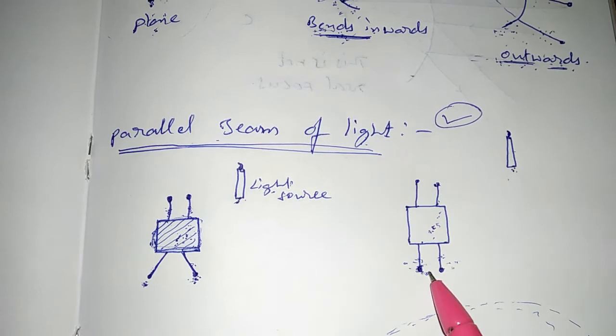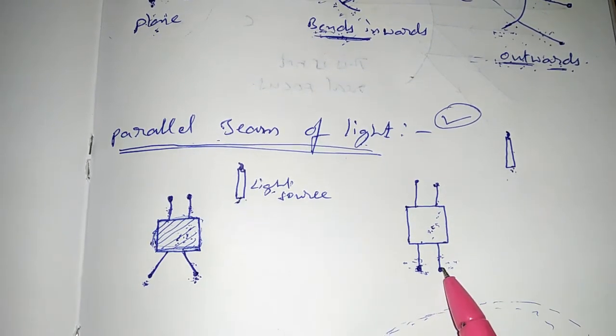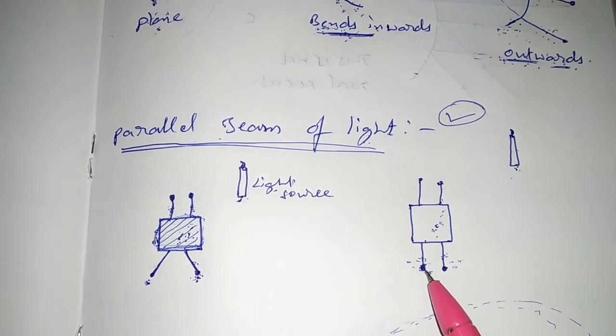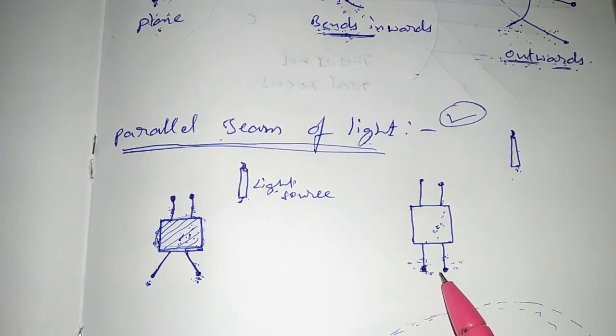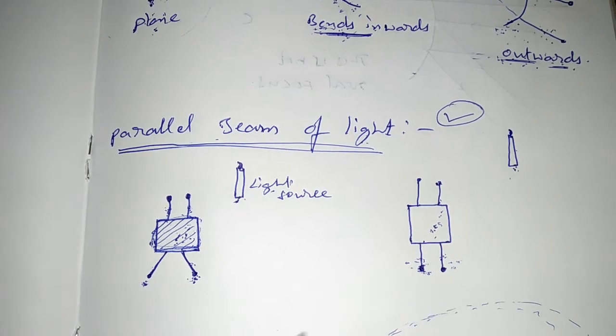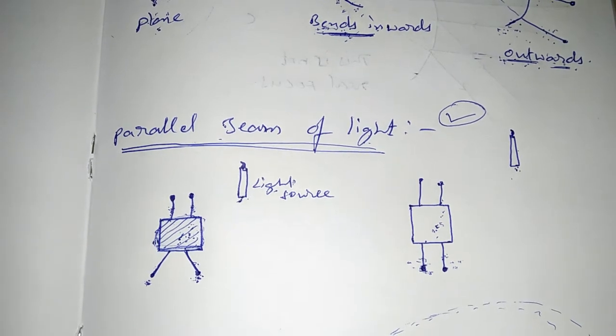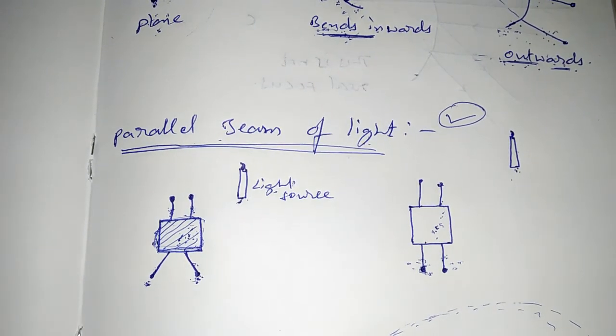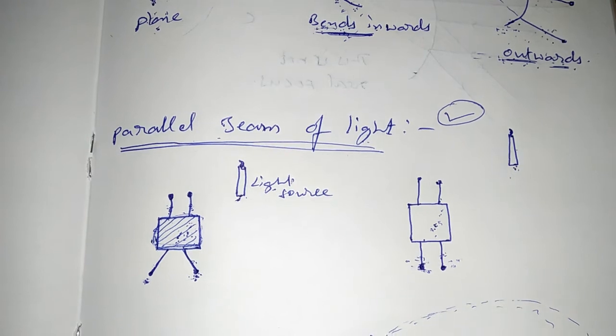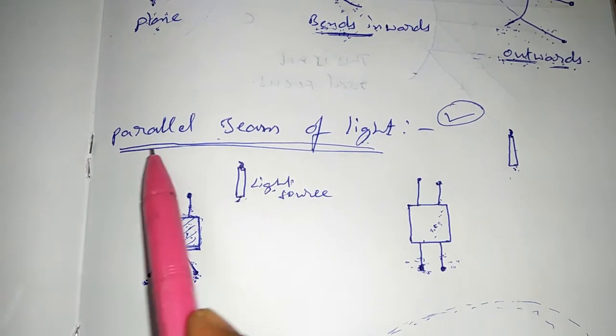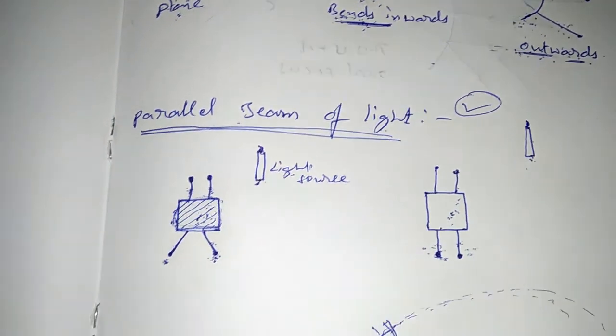So the best example for a parallel beam of light is the light sent by our sun, because the sun is very far away from us. That's why we can get a parallel beam of light from the sun. So the sun is a natural light source. So this is all about the parallel beam of light.